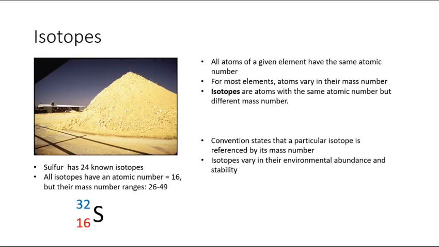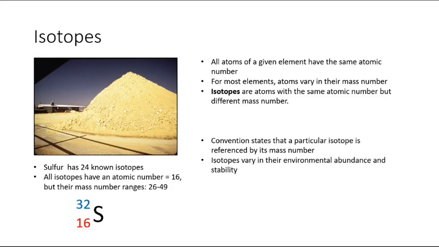Rarely do all atoms in a natural sample of a given element have exactly the same mass. In fact, most elements consist of a mix of atoms with differing mass numbers. Isotopes are variants of an element that have the same atomic number, so they're the same element, but they differ in their mass number. This means that they all have the same number of protons in their nuclei, but the number of neutrons varies from one type of atom to the next.